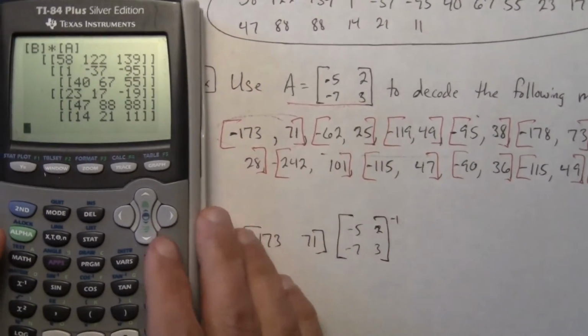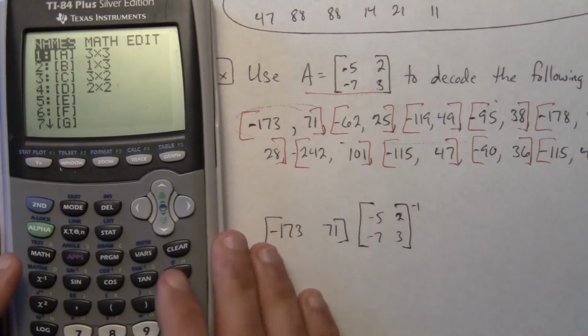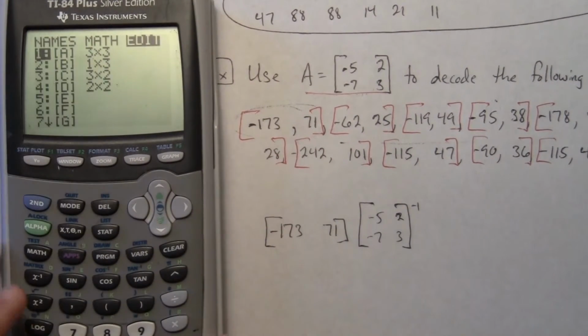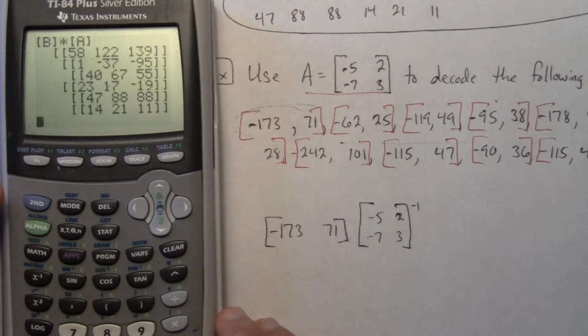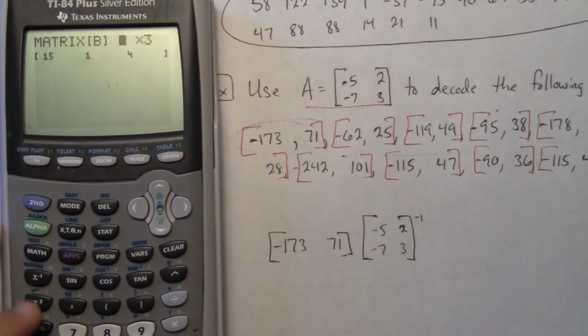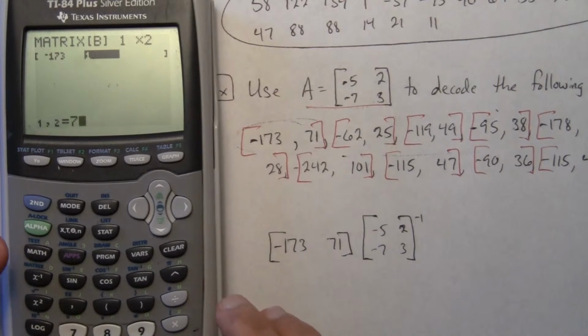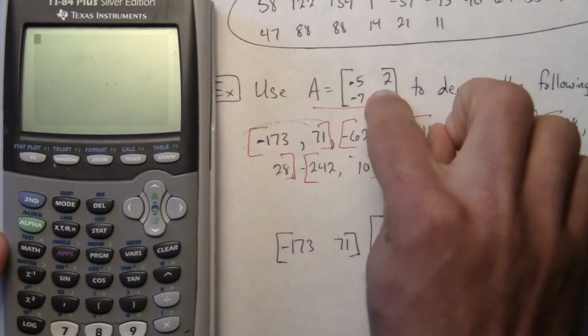Now I have a different coding matrix, so go to your matrix category, and let's go to edit, and I'm just going to pick the first one again and change it to a 2 by 2. It's negative 5, 2, negative 7, 3. Get out of there. Go back to the matrix category again, go to edit. This time matrix B is going to be a 1 by 2 matrix, and the first one is negative 173, 71.